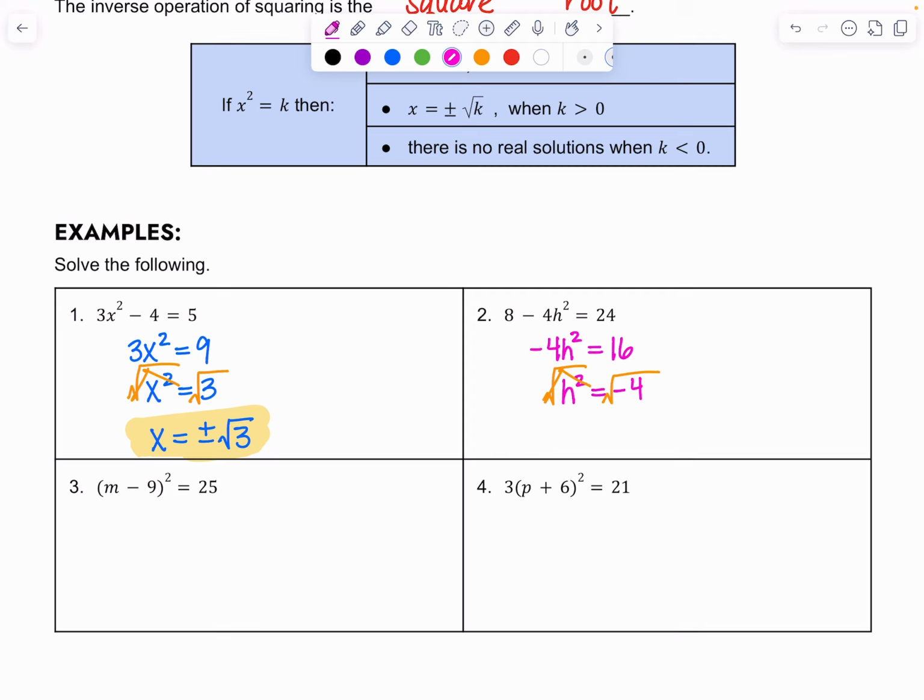We cannot take the square root of a negative number there because k would be, in that case, remember it says that x squared is equal to k, and it says there is no real solutions when k is less than 0. So if we have h squared is equal to a negative 4, then that means k is negative 4. So there will be no real solution. You cannot take the square root of a negative number.